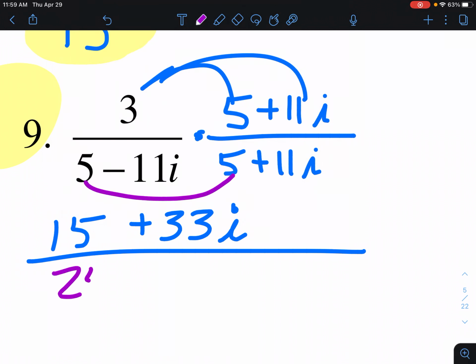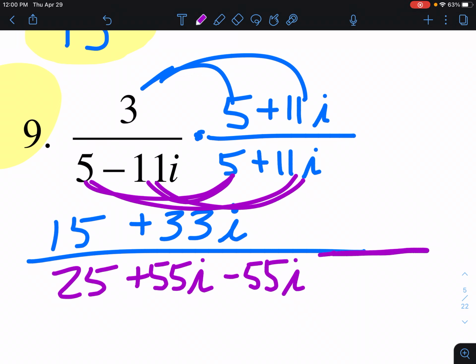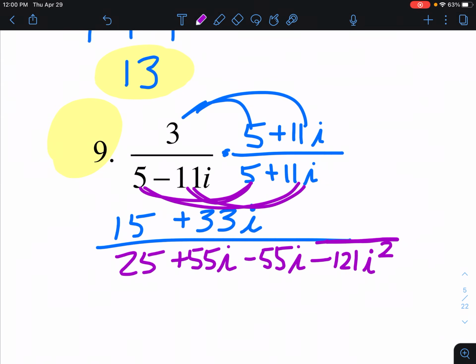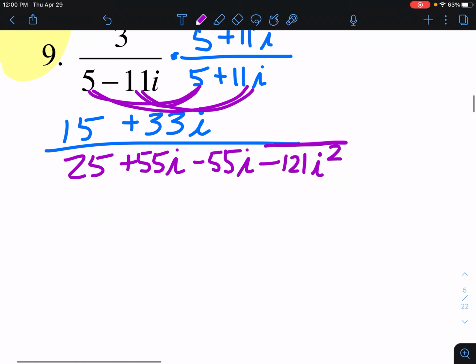First, outer, inner, and then last. It'll be negative 121i squared. And if there's anything you got to be really, really careful about, remember when you have i times i, it'll become i squared. Okay, after that, these plus 55i minus 55i cancel out. They add up to 0.